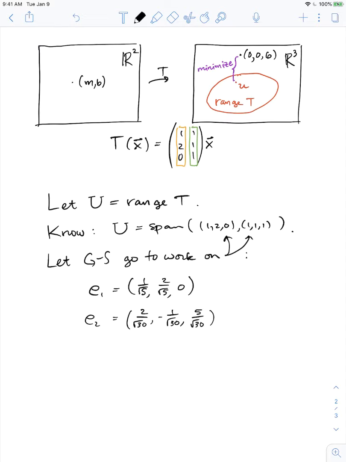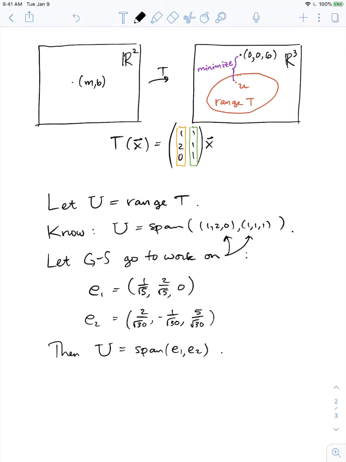Now you can check that e1 and e2 are both unit vectors. They are orthogonal to one another. And the bonus feature of Gram-Schmidt is the span didn't change. So U is also equal to the span of e1 and e2.